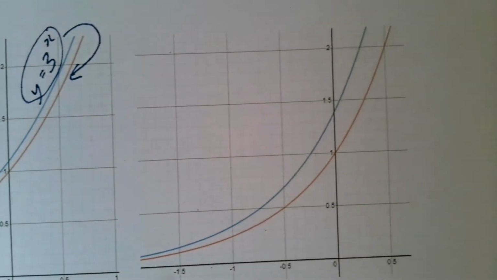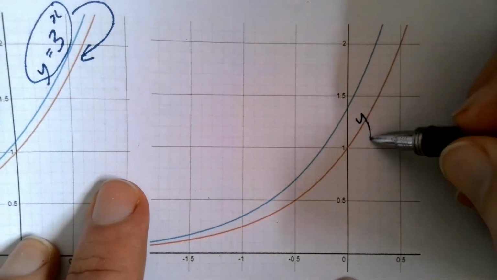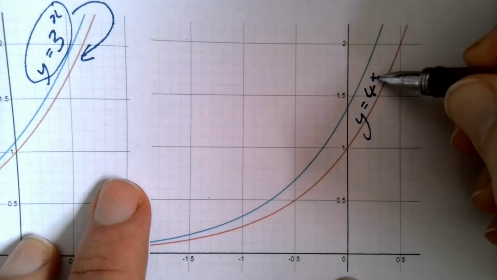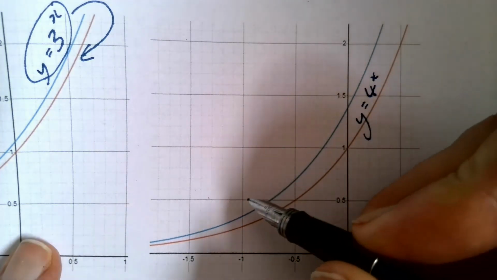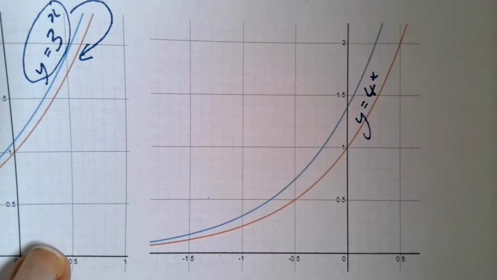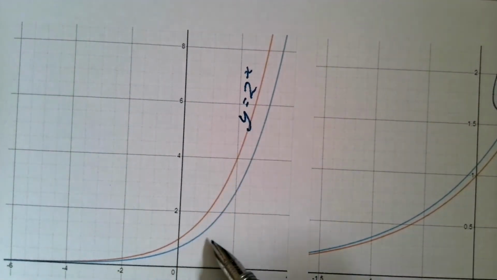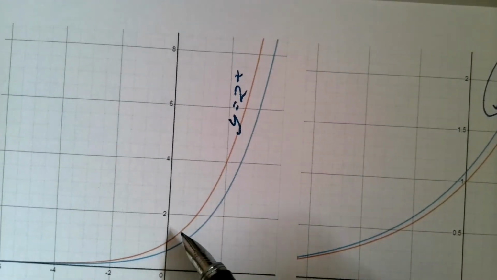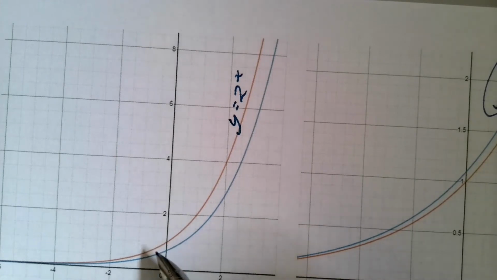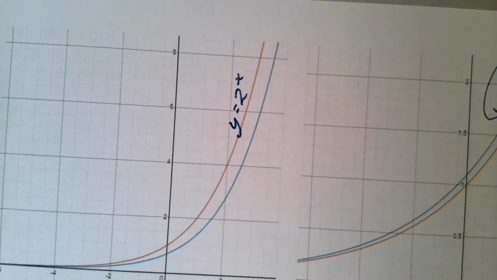Now if we move along to this one, this red line is what we get for y equals 4 to the power x, and the blue line is the differential, the gradient function of y equals 4 to the power x. So it's going further the other way. If I was to have y equals 1.5 to the power x, that would be more to the left hand side.